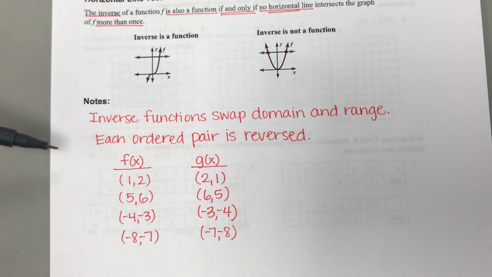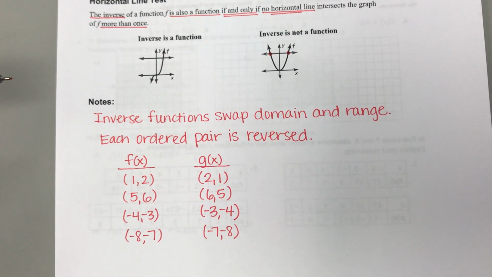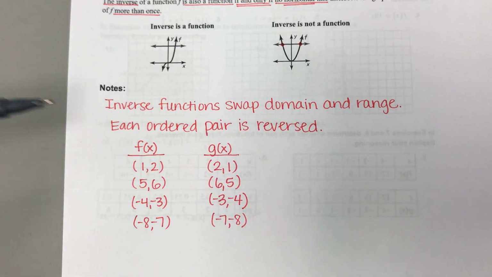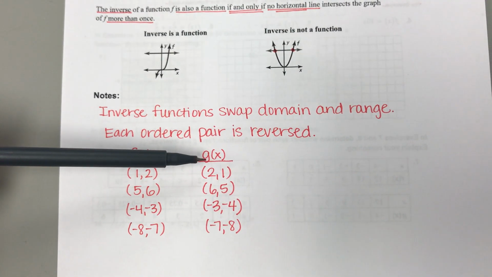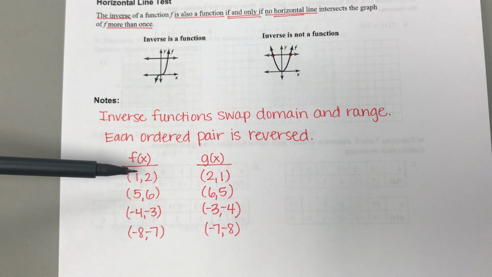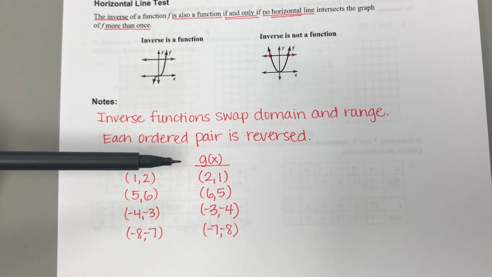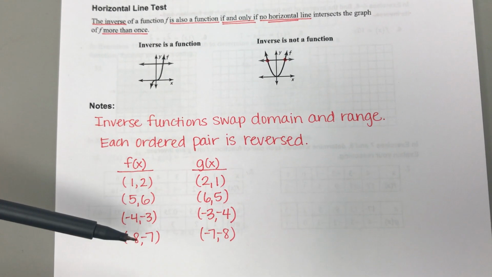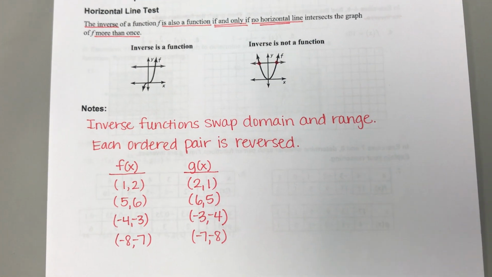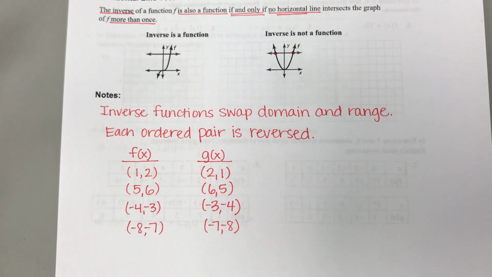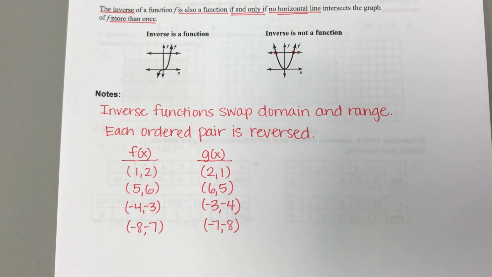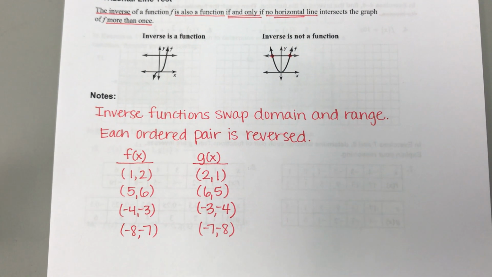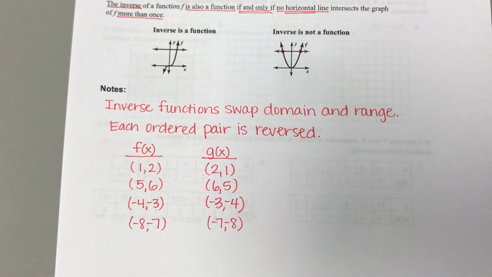So just a couple of notes. Inverse functions swap domain and range, and each ordered pair is reversed. So you can see I wrote down just 4 random points for my original function, and then this has the same pairs here, only all my x coordinates and y coordinates switched places. So instead of having the point 1, 2, I have the point 2, 1, and that happens for all 4 of these. So if you're ever looking at a table of points or a list of ordered pairs and you're asked if these 2 functions are inverses, you have to confirm that every single ordered pair of 1 is swapped in the other function.